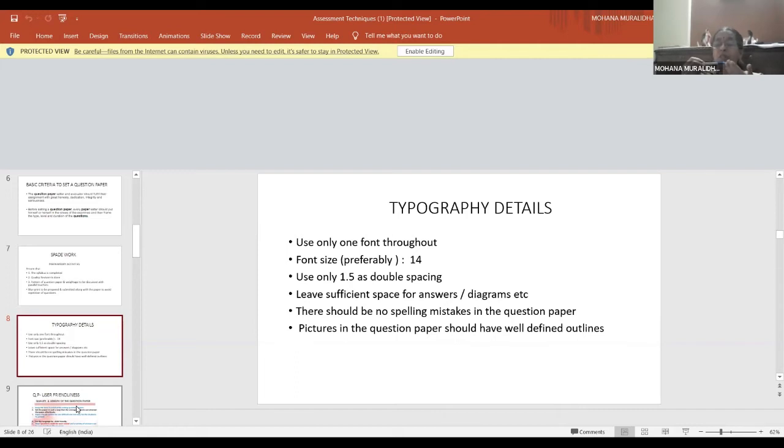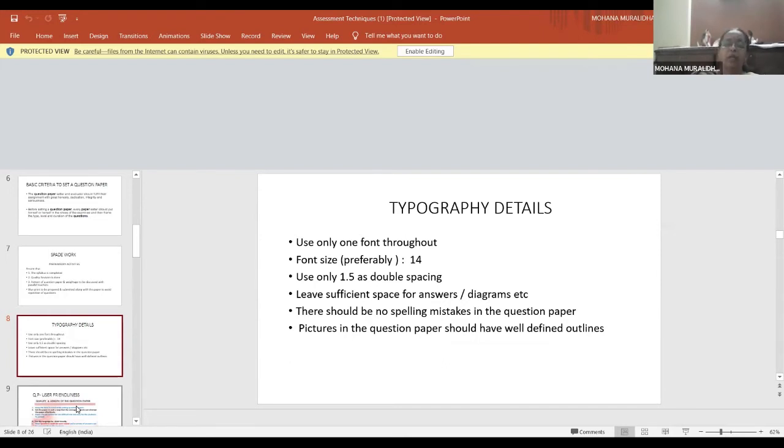Our language is very, very important. When we use the terms in the question, the language matters a lot. So we need to take care. There should be no spelling errors in the question paper. And pictures in the question paper should have well-defined outlines. Vague, light paper questions may not be highly appreciated.